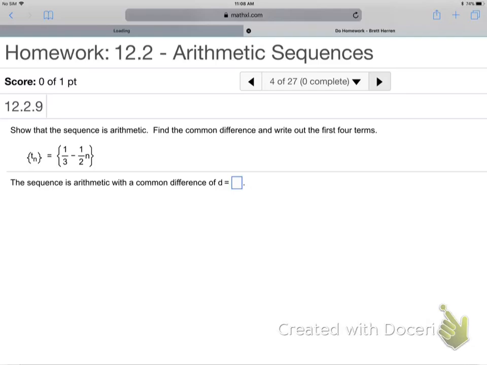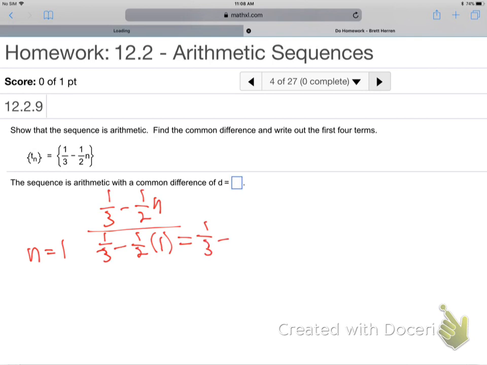Could look at that one. So the formula is 1/3 minus a half n. So we'll go n equals 1. So plug in 1. 1/3 minus a half times 1. So what's that going to be? 1/3 minus a half.